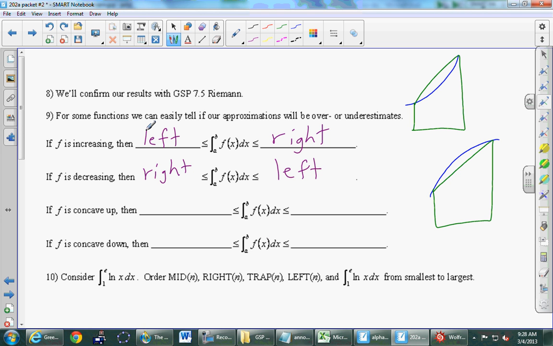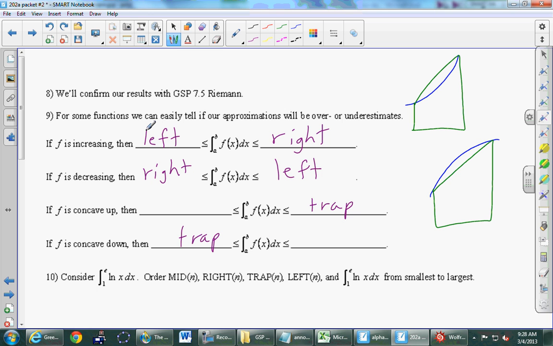So because the thing is increasing or decreasing has nothing to do with whether the trapezoid is under or over. What's the deciding factor here? It's the concavity. So in the first picture, the function is concave up, and the trapezoid is what? Too big or too small? Trapezoid is too big. So we're going to fill that in. If the function is concave up, then the trapezoid is too big. If the function is concave down, the trapezoid is going to be too small.